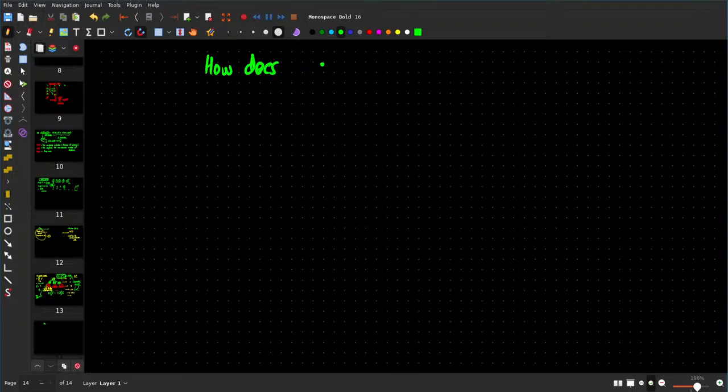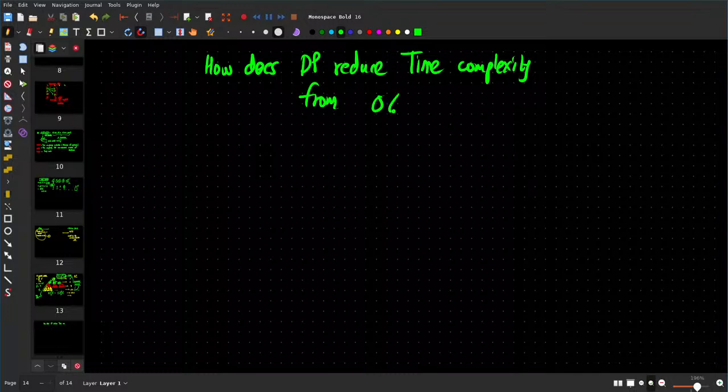How does DP reduce time complexity? From 3 raised to n, we made it order n square. So how is that possible?